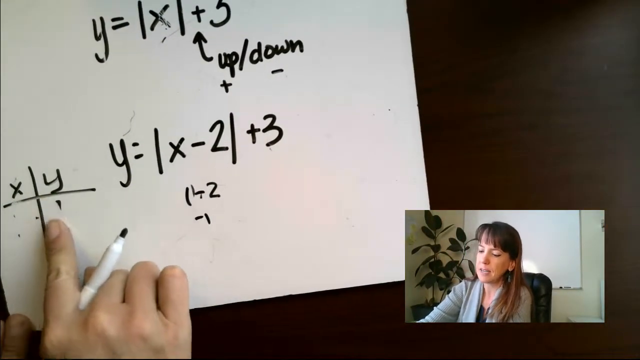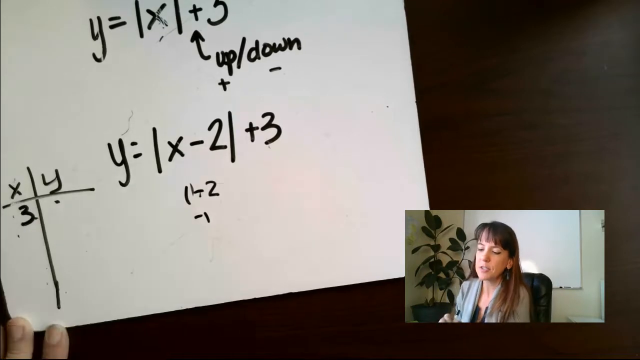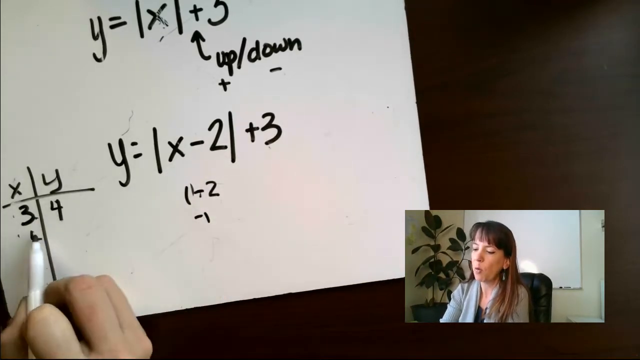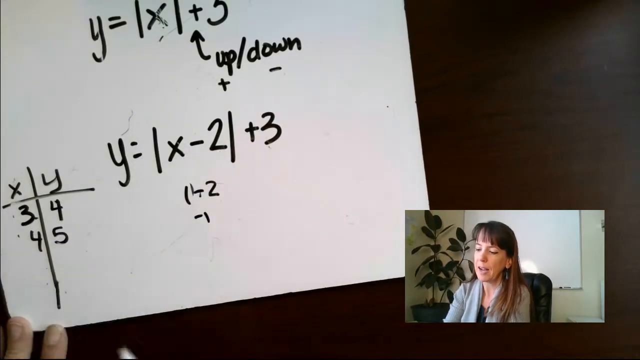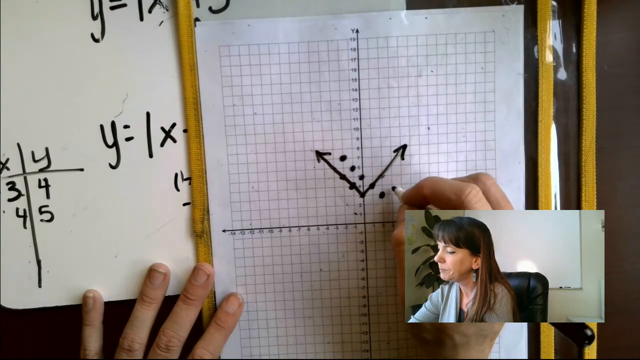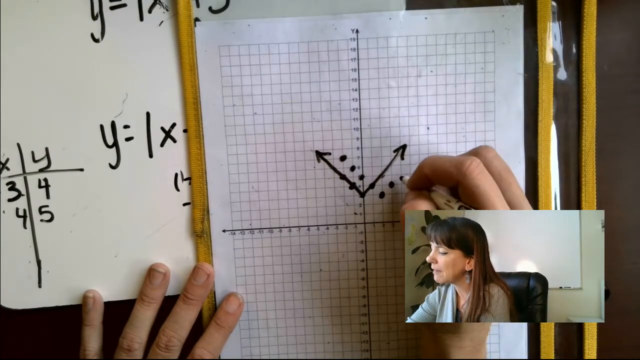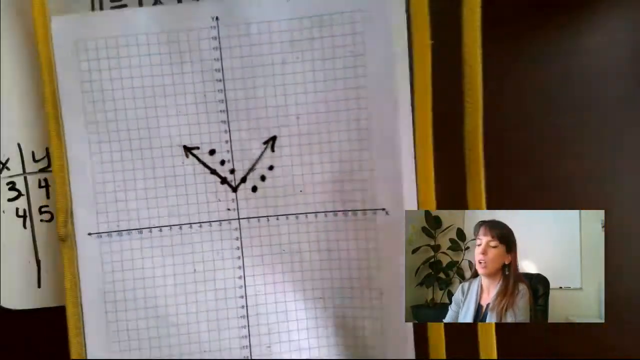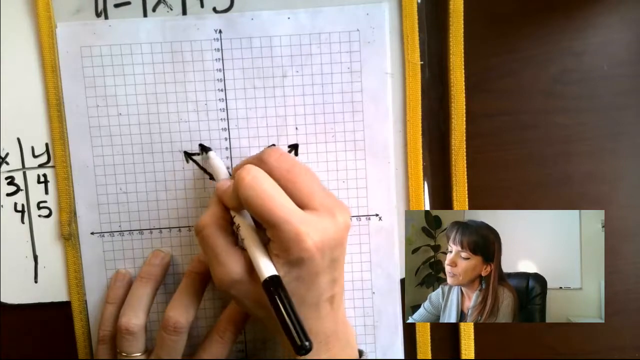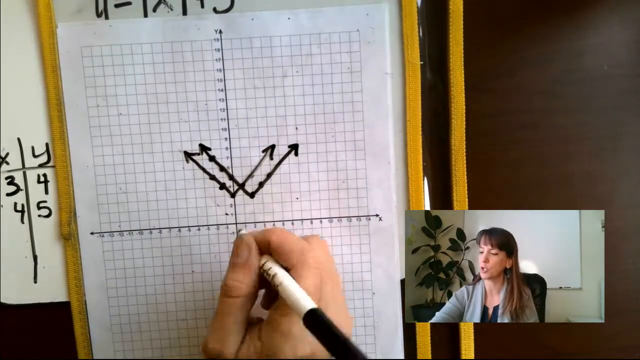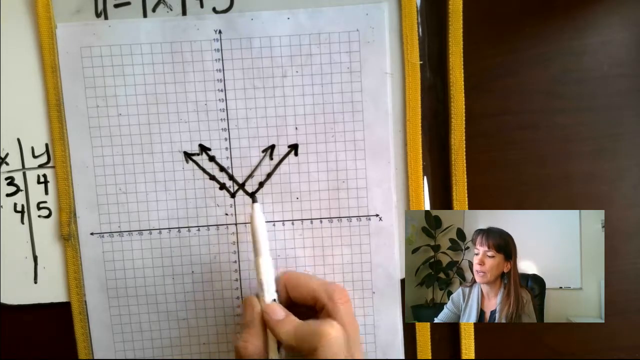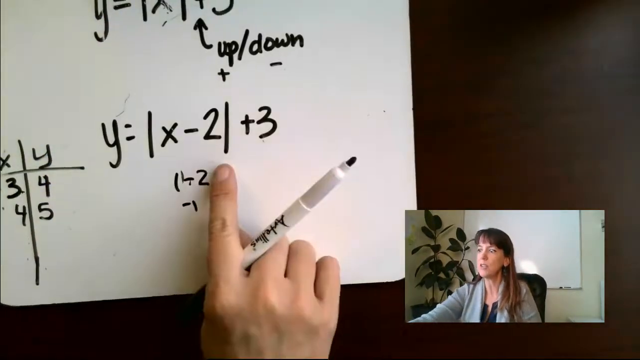So I'm gonna erase these guys just so you can see. So this is 3. If I put in 3 here, I would get 1 and that would give me 4. If I put in 4 here, that would give me 2, that would give me 5. Oh, I see. So we go over 3, we go up 4, over 4, up 5. Bam, now we see where our line is curving. Do you see that? Our line is curving. And you'll notice from our parent graph, which started at the origin of 0, 0, we have gone up 3 and over in this direction 2. Oh, that's how this works.